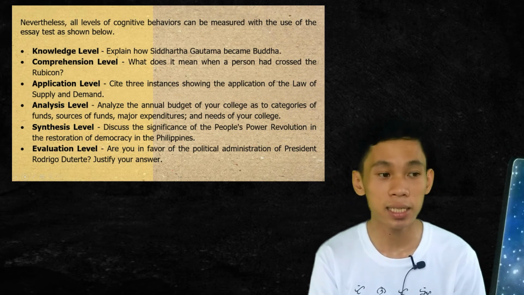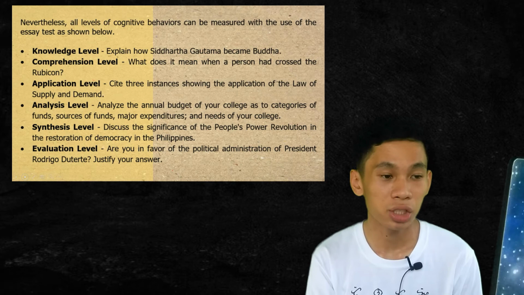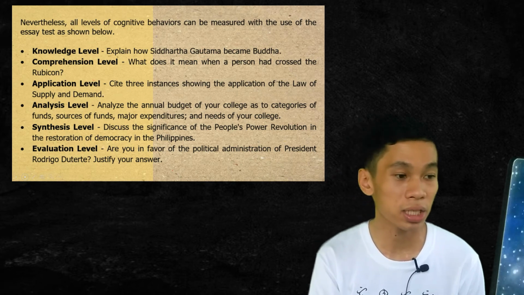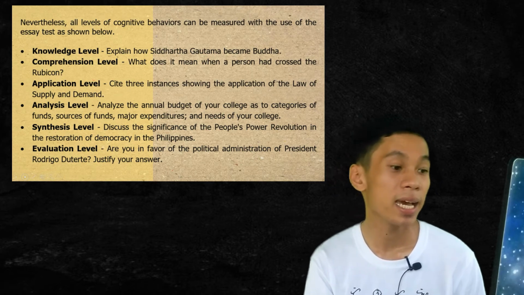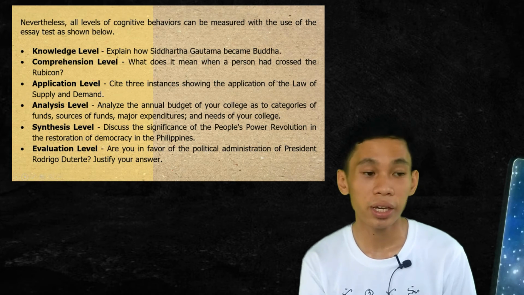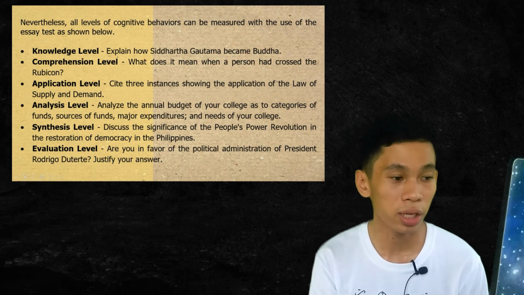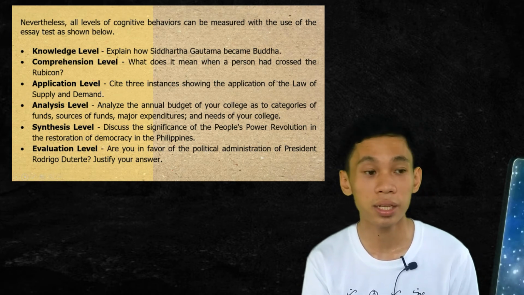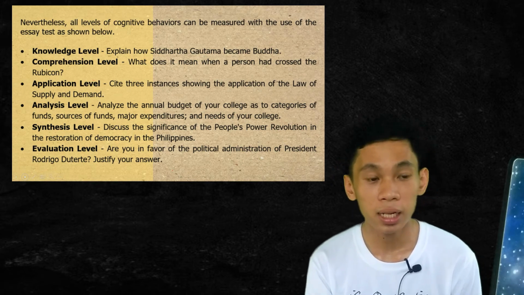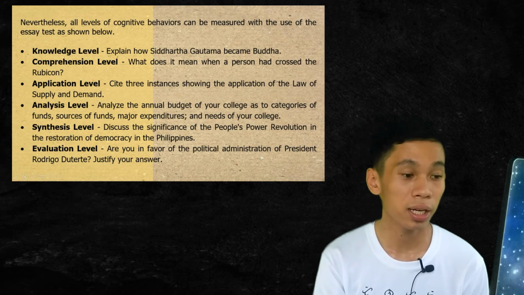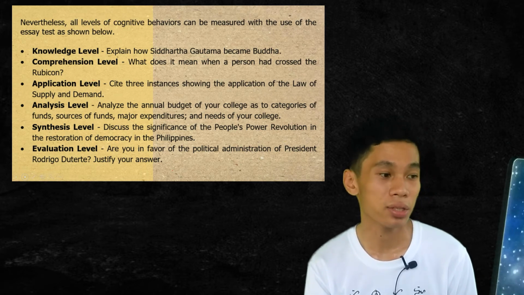Okay, and then analysis level, analyze the annual budget of your college as to categories of funds, sources of funds, major expenditures, and the needs of your college. Analysis. Synthesis, discuss the significance of the people power revolution in the restoration of democracy in the Philippines. And then evaluation level, are you in favor of the political administration of President Rodrigo Duterte? Justify your answer. So those are the examples of essay under different level of cognitive domain.